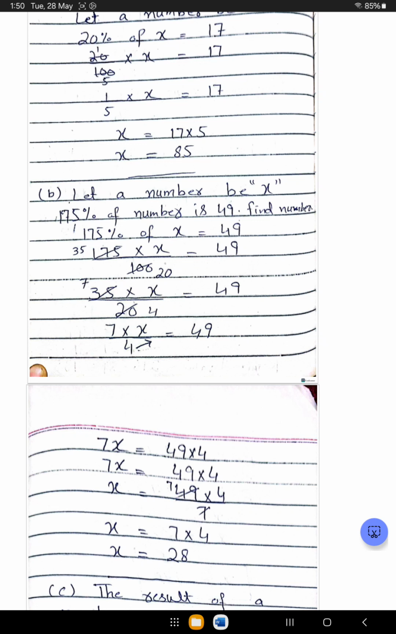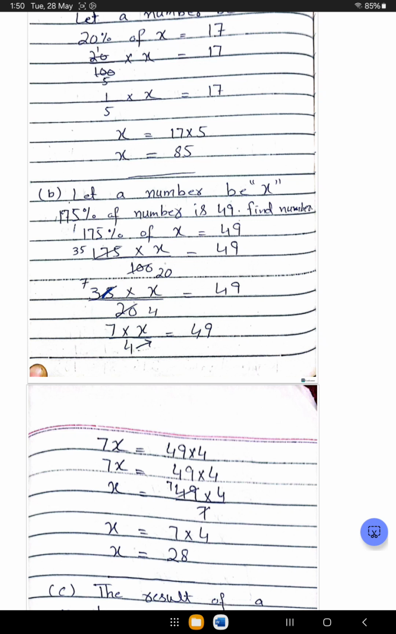First of all, we remove the sign of percentage, then we divide by 100 times x is equal to 49. We cut using the table of 5, then the table of 5 again. 5 fours are 20, 5 sevens are 35. 7 times x over 4 is equal to 49. Here 4 is divided, then it converts to the other side. 7x is equal to 49 times 4.